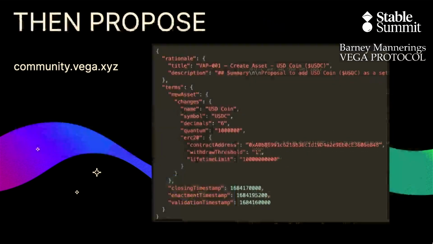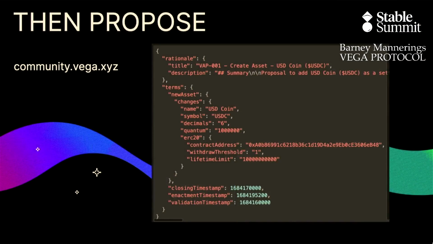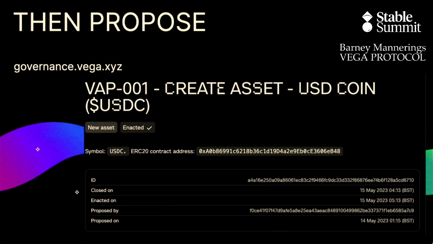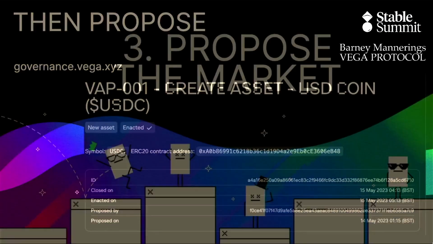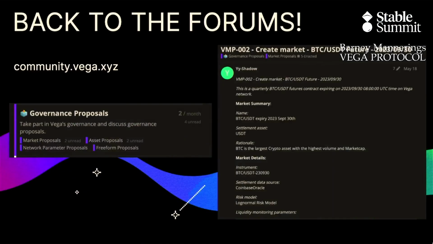Once you've got that, you'll build out this JSON. As you can see, it's pretty much the details that were here, in JSON form, nothing too complex, some details about the vote that you're going to create, and you'll have your vote. Assuming this is approved, which hopefully it is because you've discussed it all in the forums already, you now have your asset and you can run on to proposing a market.